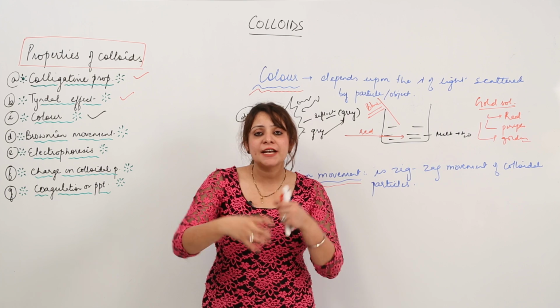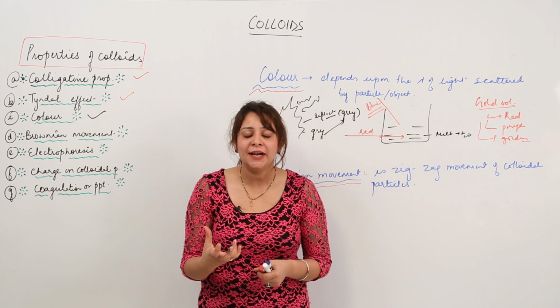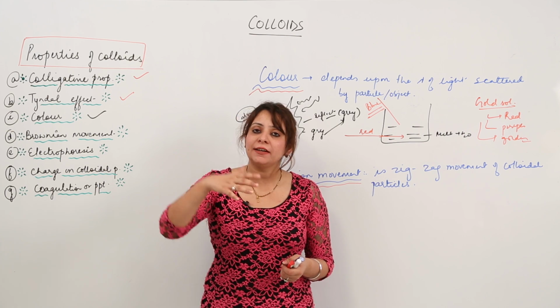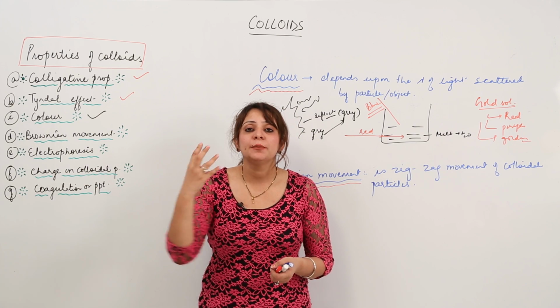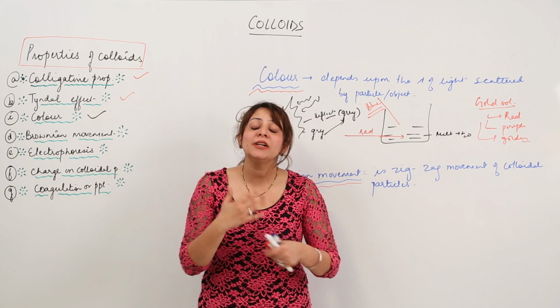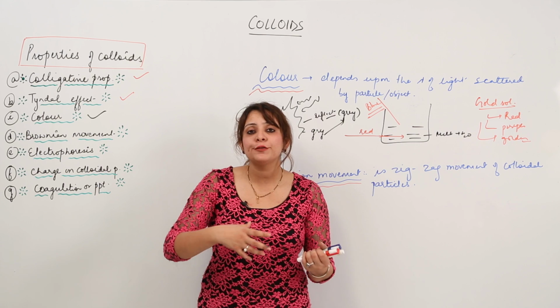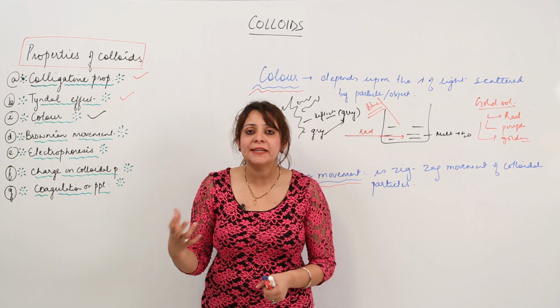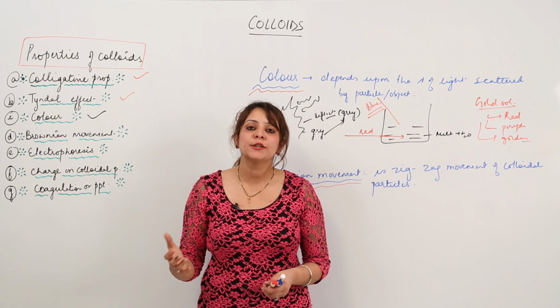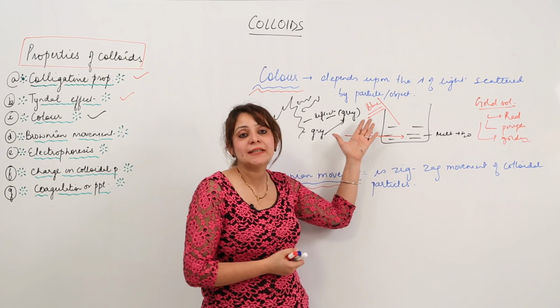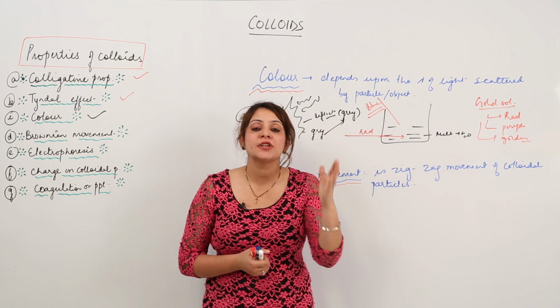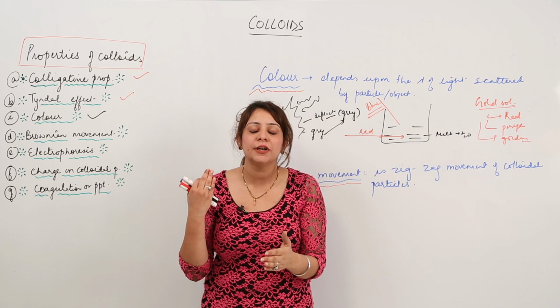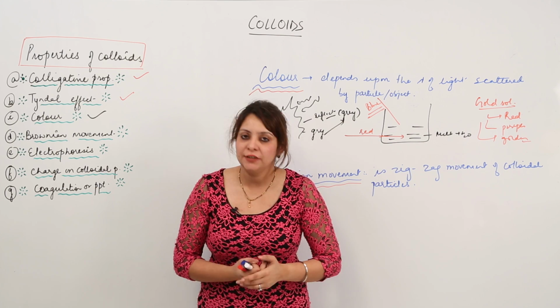So due to the change of particle size, because according to the size of the particles the scattering of light takes place, right? A smaller size will scatter some wavelength of light, the bigger one will scatter some other wavelength of light. So we get different wavelengths of light scattered, and likewise the color of the colloidal solution changes. So this is what color is. That means colloidal solutions are colored because they scatter a particular wavelength of light.